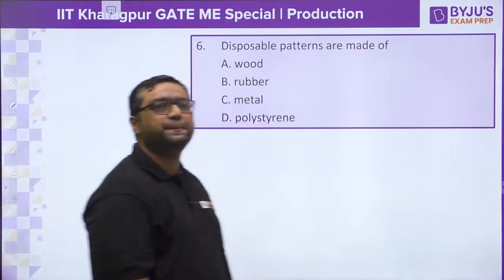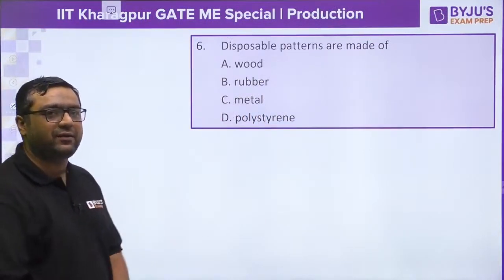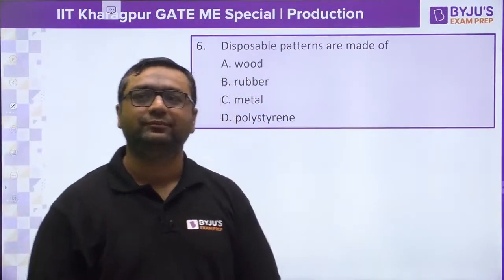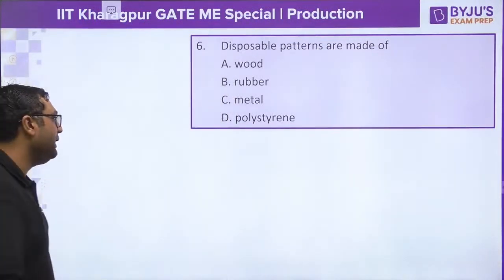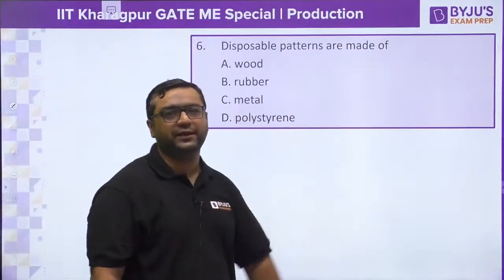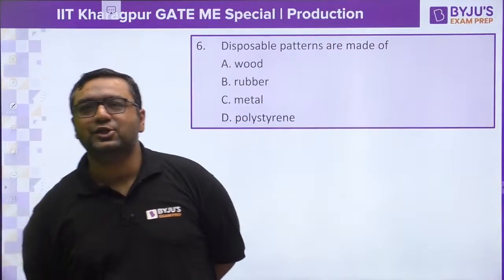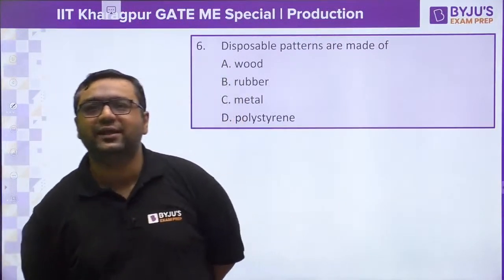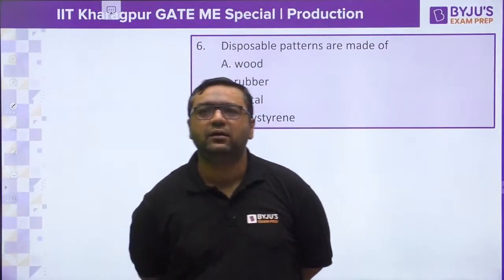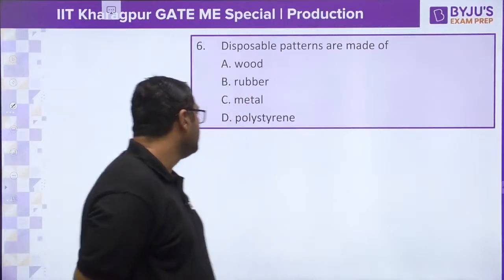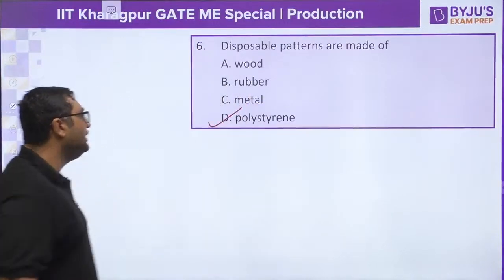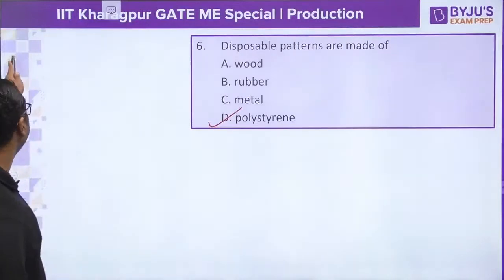What will be your answer? Disposable patterns are made up of wood, rubber, metal and polystyrene. Sanin Sheikh is saying D. Ernst Merchant is saying A. Chandrasekhar says D. Kirti Verma D. Loga Vignesh D. Manas D. Ernst Merchant D. Okay, fine, guys. The answer is D, polystyrene. This is said to be a disposable pattern.